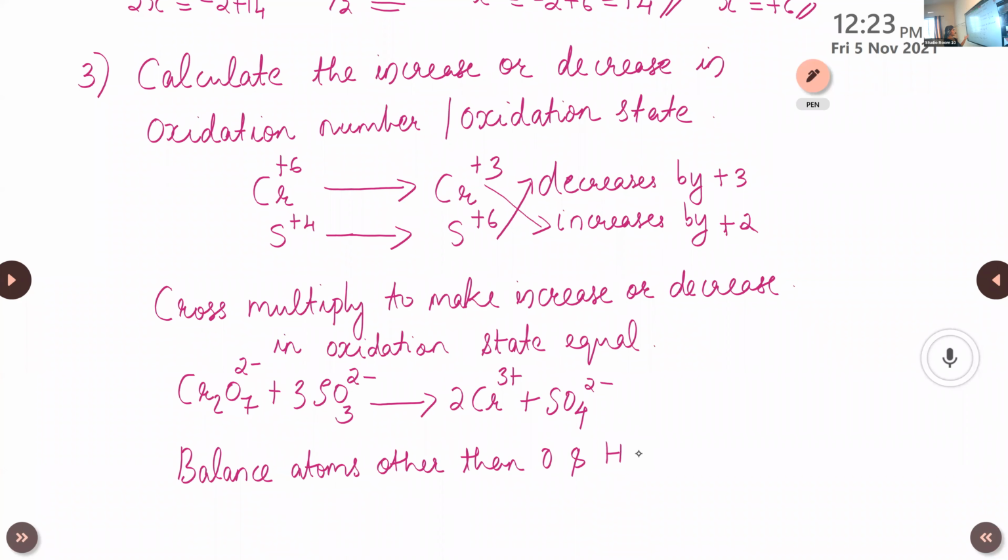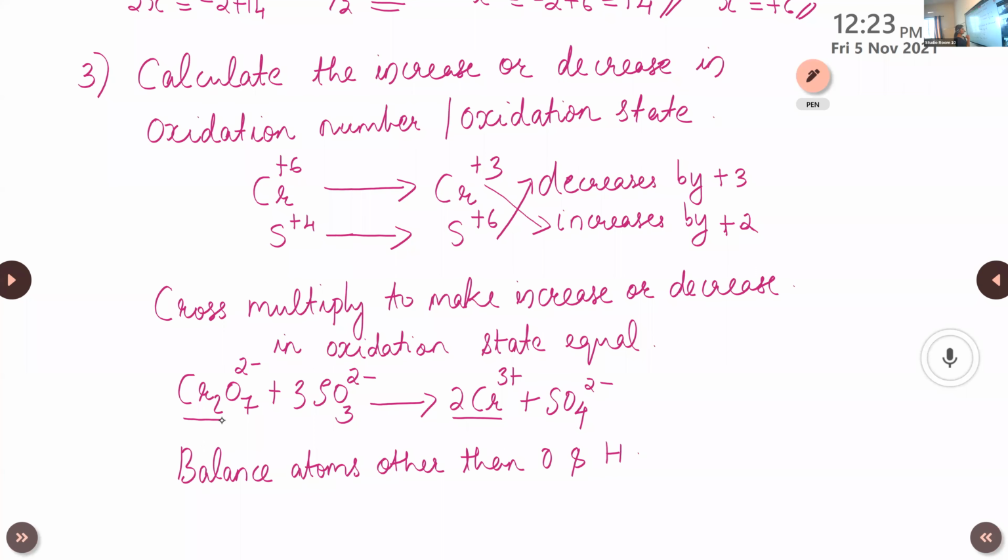So, which are the other elements present in this chemical equation? Sulfur and chromium. Okay, sulfur and chromium. So you look at the total number of atoms present on both sides of this equation. In the case of chromium, it is 2, right? On the reactant side it is 2, and the product side also 2. So no need to balance chromium.